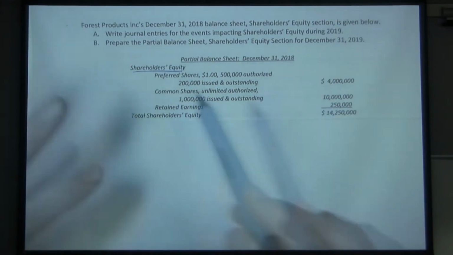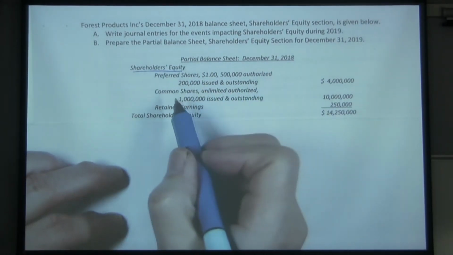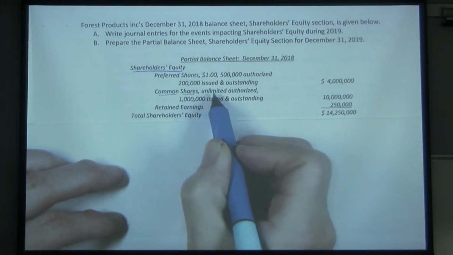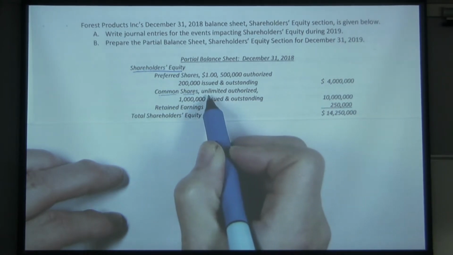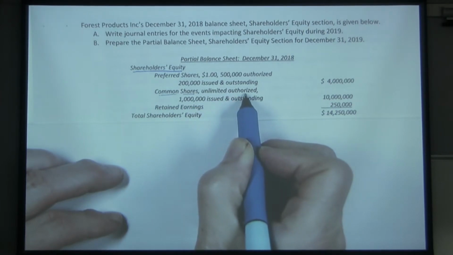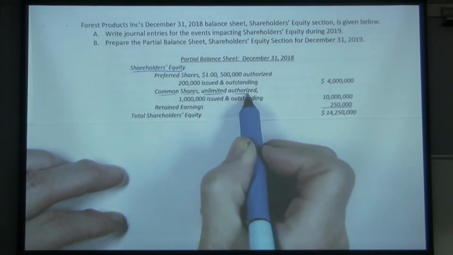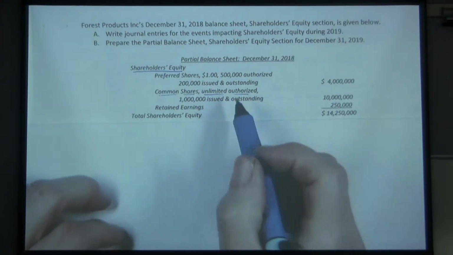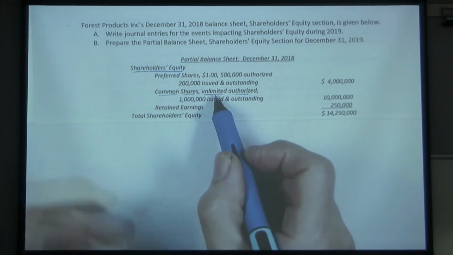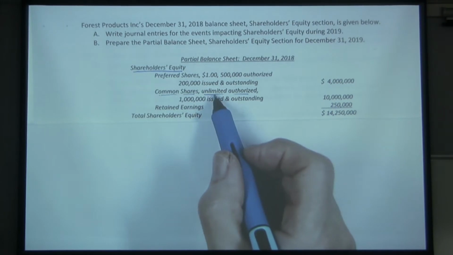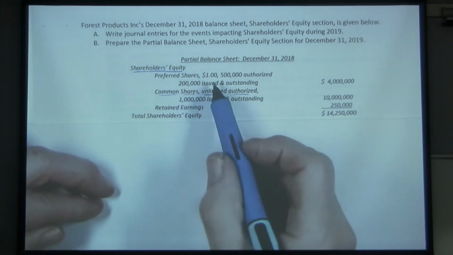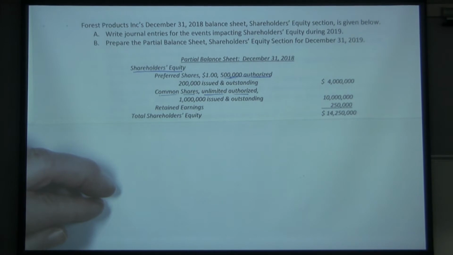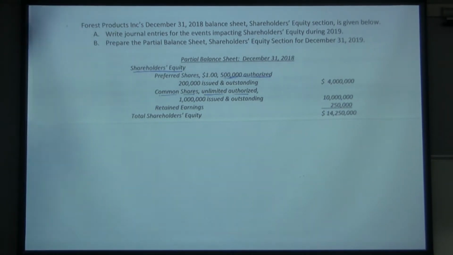Just as far as the content of this shareholders' equity section, we have our common shares, which you're used to seeing, but there's usually a description after the common shares. In this case, we have an unlimited number of shares authorized. That means that when the company was formed, the corporate documents specified that the company could issue as many shares as they needed to, an unlimited number. Up in preferred shares, we have 500,000 shares authorized. That means the company could only issue 500,000 shares at a maximum over the life of the company.